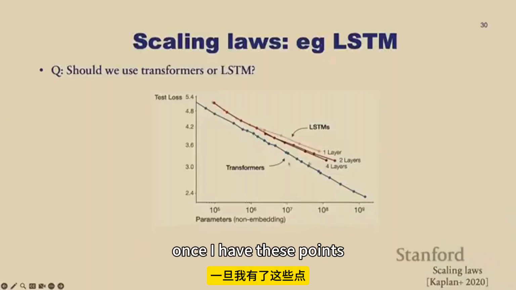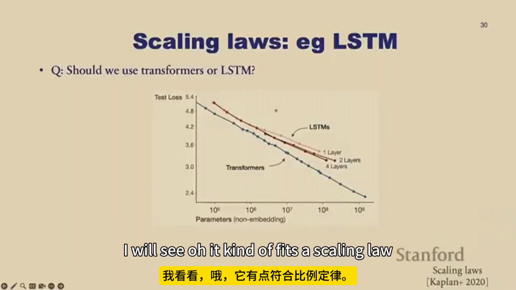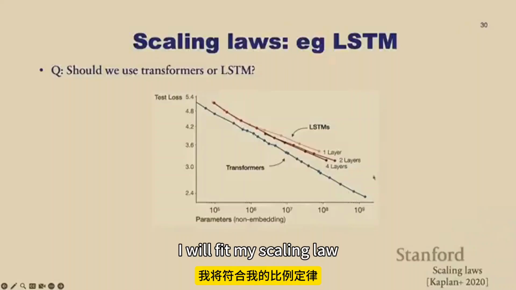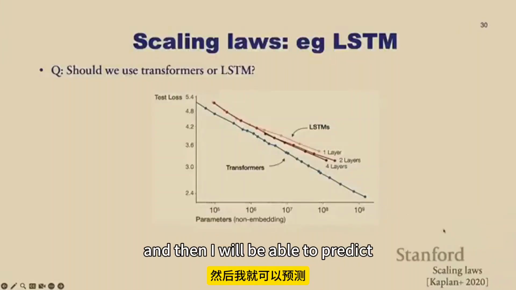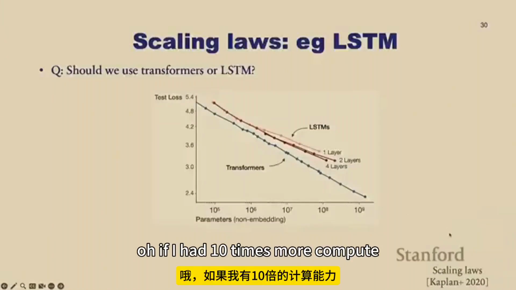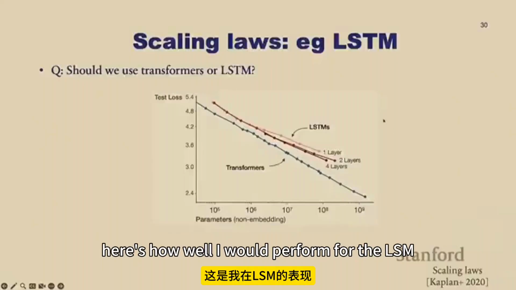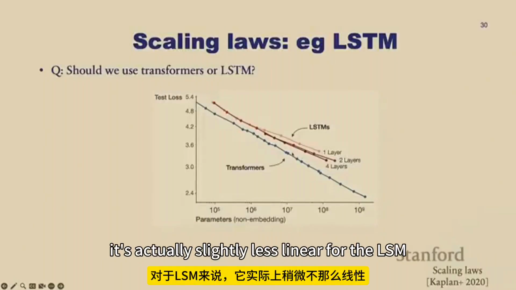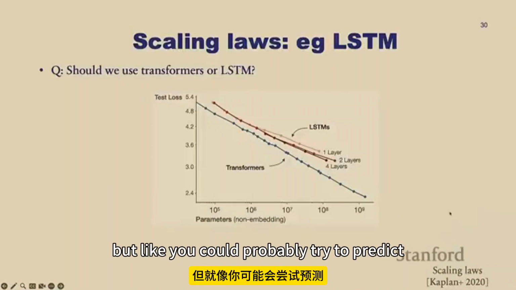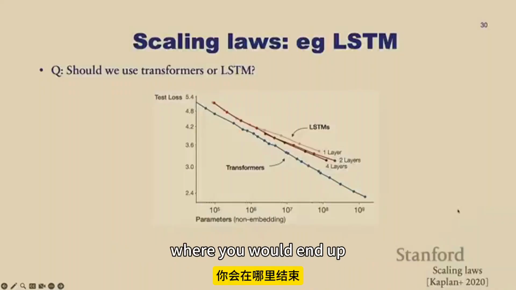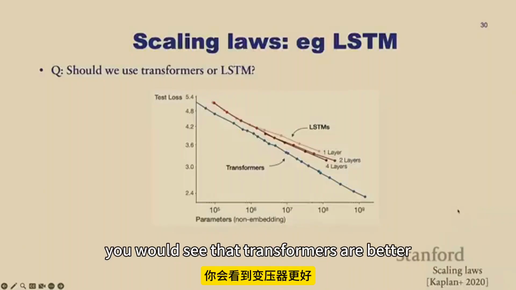Once I have these points, I will see, it kind of fits a scaling law. I will fit my scaling law, and then I will be able to predict, if I had 10 times more compute, here's how well it would perform. For the LSTM, it's actually slightly less linear, but you could probably try to predict where you would end up. And clearly from this plot, you would see that transformers are better.